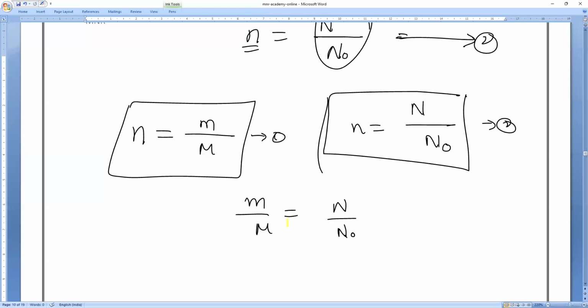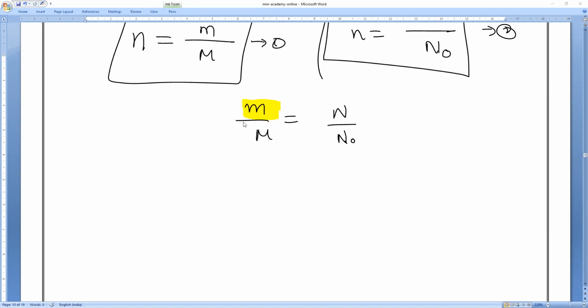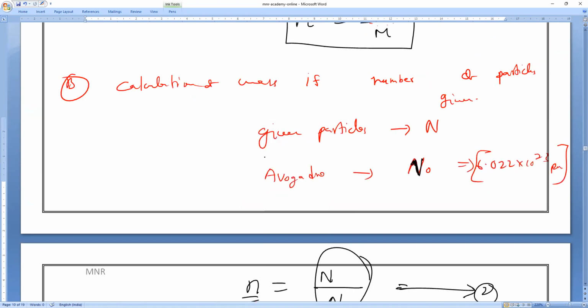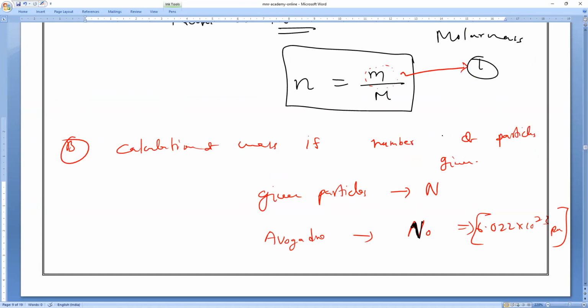Now, a very important concept. If you want to find the amount of mass, I will give you examples. The given mass is equal to n divided by n naught, and this M will come to this side and become capital M. So this is the formula according to the heading. What is the heading? Calculation of mass if number of particles is given. That is what you have to remember.